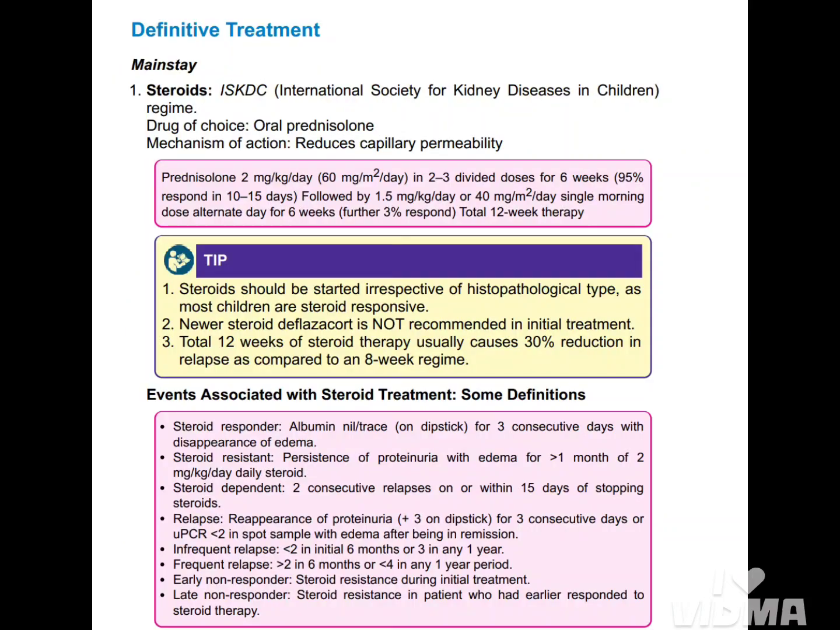Now the definitive treatment. The mainstay of treatment is steroids, the ISKDC regime. The drug of choice is oral prednisolone. Its mechanism of action is to reduce capillary permeability in order to prevent protein leaking. Prednisolone 2 mg per kg per day in 2-3 divided doses for 6 weeks, followed by 1.5 mg per kg per day as a morning dose on alternate days for 6 weeks, a total of 12 weeks of therapy.